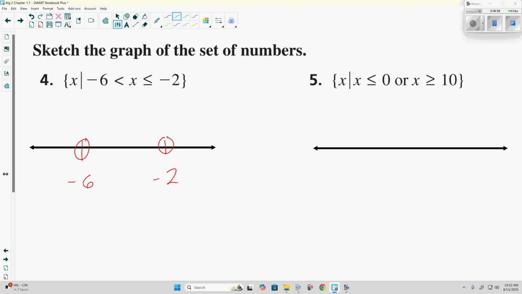Close at -2 and open at -6. And we know we need to close at the -2 because we have that equal to sign right next to it. Since we don't have that equal to sign between our -6 and x, it stays open. Now where are we going to shade? In the middle.